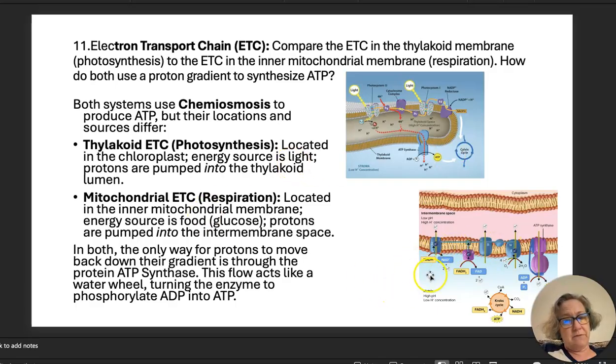Mitochondrial respiration, very similar. Here's our electron transport chain pushing our hydrogens. Our hydrogens come out, ATP synthase, and it runs the Krebs cycle. In both, the only way for protons to move back down their gradient is through ATP synthase, which is sort of our hydroelectric water wheel, turning ADP into ATP.